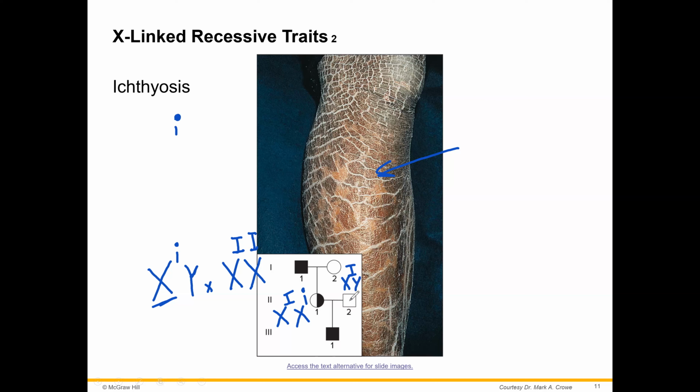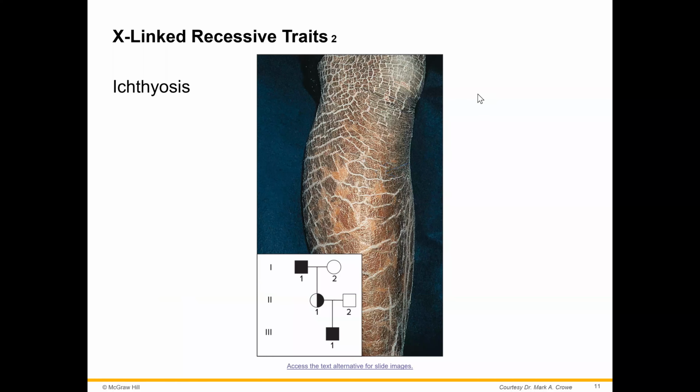Now that's a son. The father can only give him a Y chromosome, only Y. The mother can give either a normal X chromosome or an X chromosome with the mutation. In this example, the mother gave him the chromosome with the mutation, little i, because he is affected as well. So this is how X-linked recessive traits are passed. Mothers are carriers and males are more affected than females.